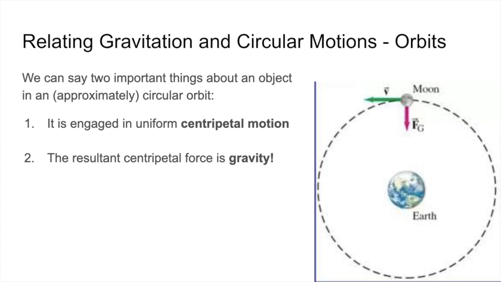One is that, at least in IB physics, we're going to look at things which are in circular orbit. So if you're in a circular orbit, that's an example of uniform centripetal motion, which means our centripetal motion equations apply. And the other thing that we can say about it is what's causing it to move in a circle? It's gravitational force. And now that we know how to deal with gravity on bigger scales, we can actually relate these two things together.